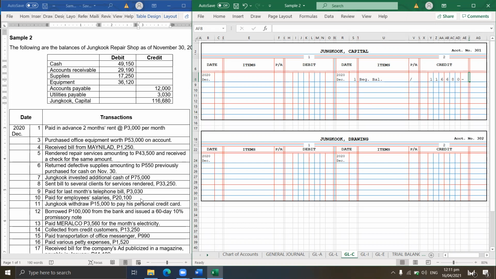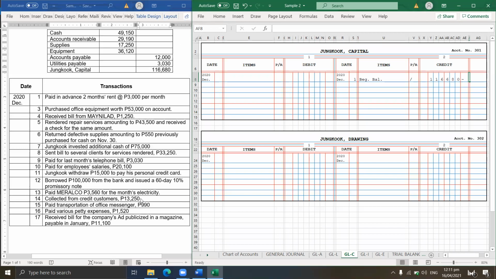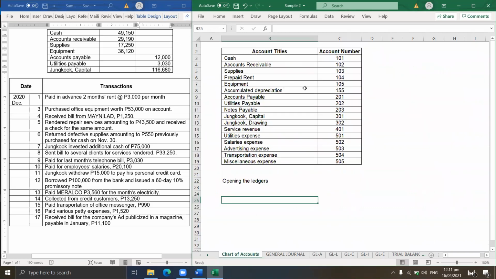Okay, so we're now going to proceed after nitong Begbal sa ating mga transactions. Okay. So again, we have the chart of accounts po natin, no? So you will use that titles na binigay for the titles to be used in our journal entry. Okay, so umpisa na natin with our first transaction.